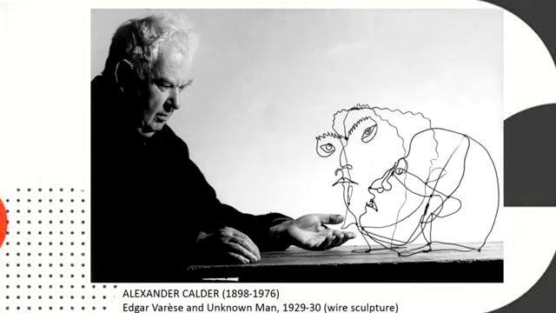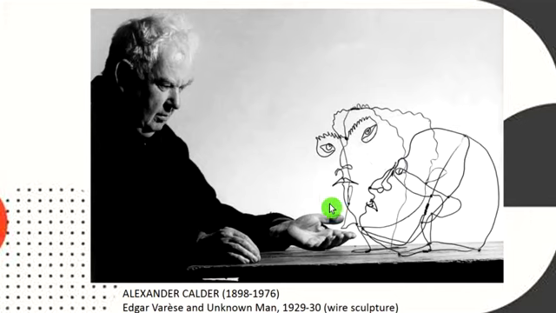And lastly, we also have an art by Alexander Calder, 1898 to 1976, Edgar Varese, An Unknown Man, 1929 to 1930, a wire sculpture. Before Alexander Calder developed a reputation as one of the great abstract sculptors of the 20th century, he created figurative works with wire and pliers.